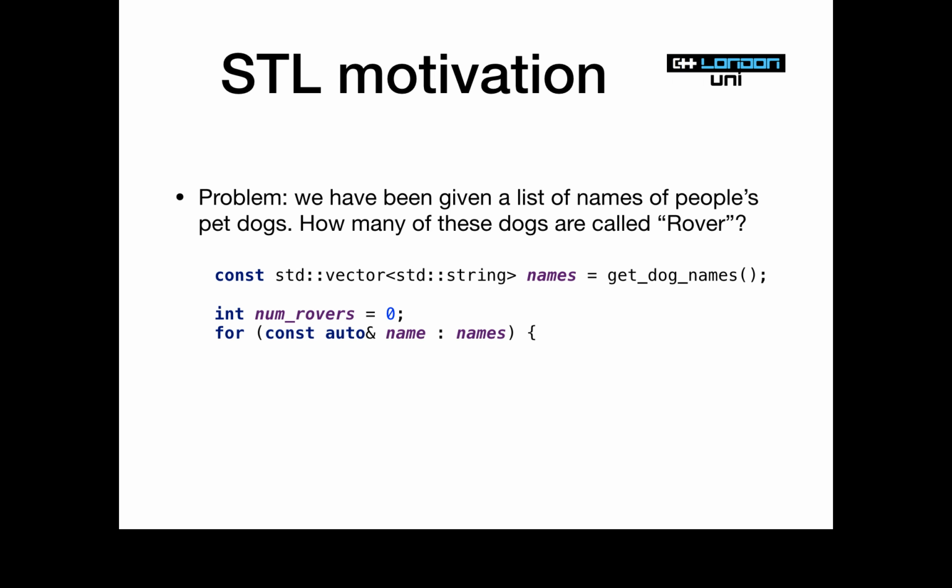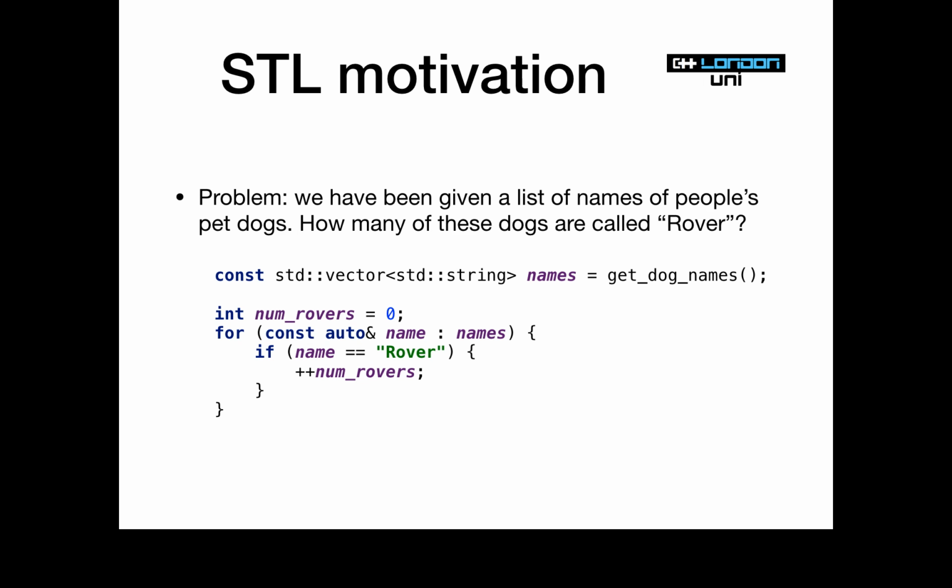So this time we have a variable, numRovers, and we iterate through the list of names. This time I couldn't be bothered to write const std::string ref. We want to capture by reference here because copying a string can be an expensive thing to do. It can be an allocation, we don't want that. So we just capture by const reference because we're not modifying it. If the name is equal to Rover, we increment our numRovers counter. And again, this is great.